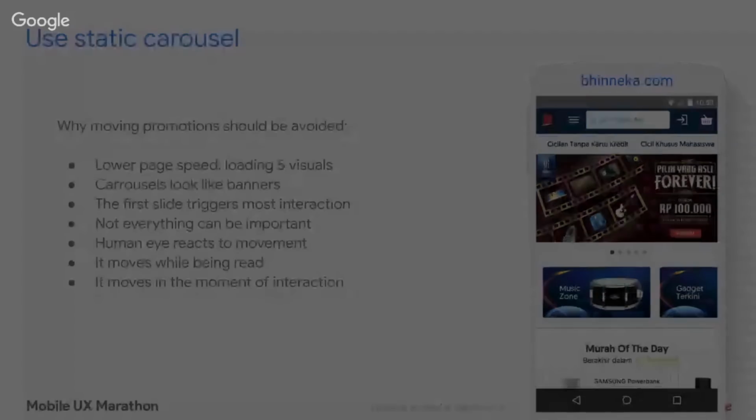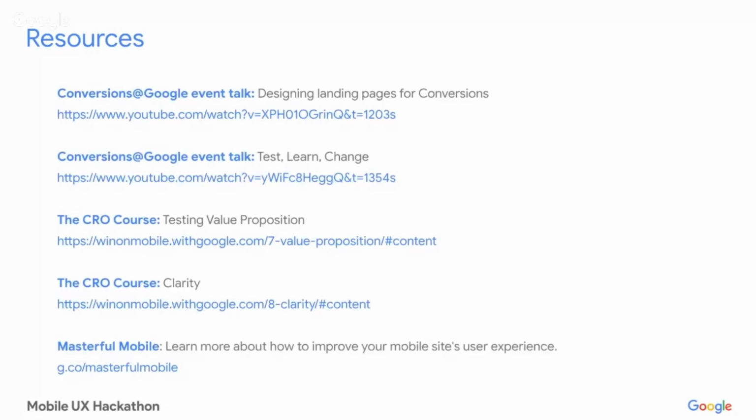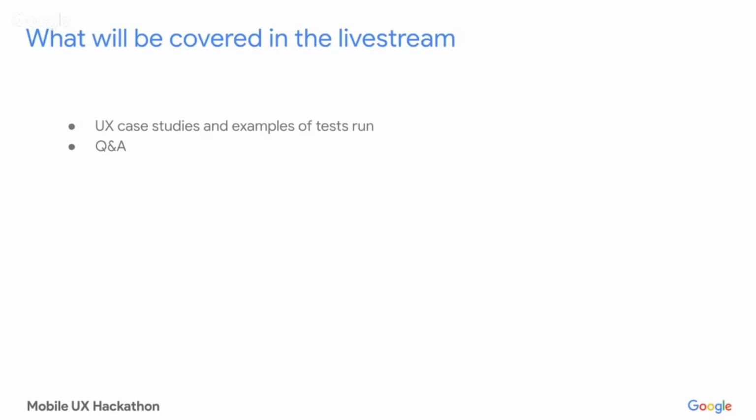That's it for now. So here you can find more resources on the landing page design, different talks at the Conversions at Google conference that we host twice a year in the European headquarters in Dublin. Also, my colleague Lena Hansen has created a really amazing course on conversion rate optimization called Win in Mobile, and I would highly encourage you to check specific sections of that course related to best practices of UX and specifically testing value proposition.